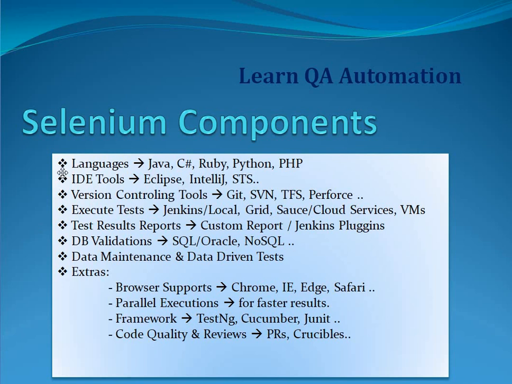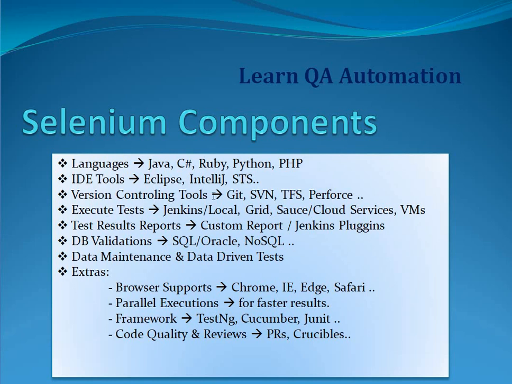So this is much deeper. When we say languages, there are various languages that Selenium supports: Java, C Sharp, Ruby, Python, PHP. You've got some IDE tools: Eclipse, IntelliJ, STS. STS is basically Spring Source Tool Suite. This works with Eclipse in the background, and it has additional features that support Spring Boot and Spring libraries. So that's why it has some additional benefits. And other than that, it works exactly the same as Eclipse.